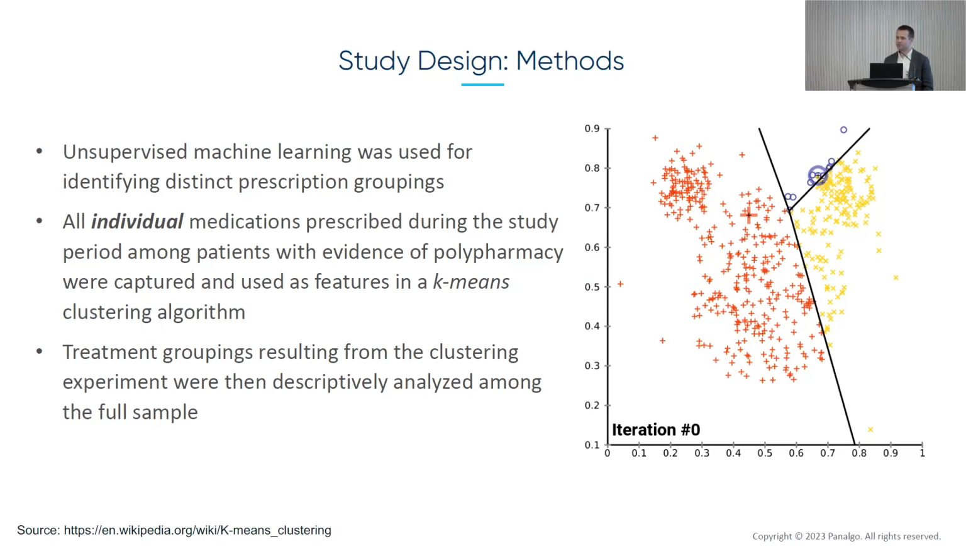So we specifically used the k-means clustering algorithm to help us identify the optimal grouping of data within our data set, given the set of patient characteristics that we had. And in this case, it was all of the individual treatments that were prescribed to the patients during their period of polypharmacy. So this unsupervised machine learning approach essentially gave us a way to explore the combinations of treatments without defining those combinations a priori.